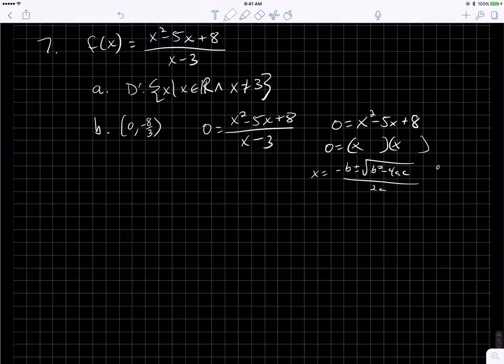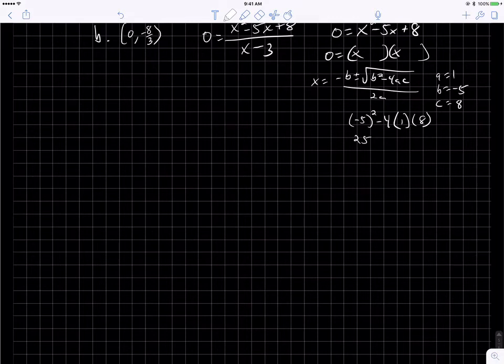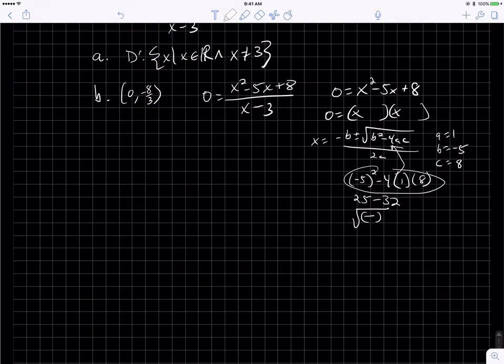So a is 1, b is negative 5, c is 8. What I'm going to do is just do the b squared minus 4ac part for a second, just to check if I need to carry on. I'm getting a negative number for b squared minus 4ac, and then I would try to square root it, right? Because this is the part that's under the square root. Can't square root a negative, therefore there are no real x's that solve this quadratic, meaning there are no x-intercepts.